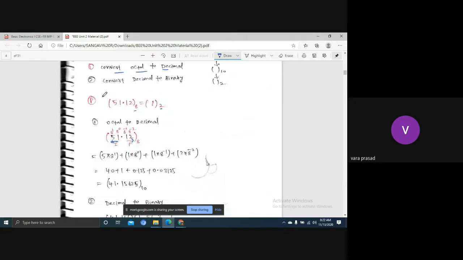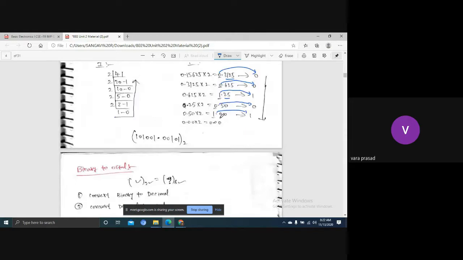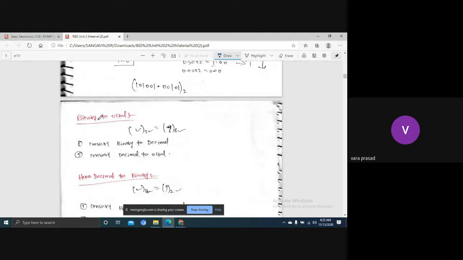Now it is octal to binary. We need to convert octal to binary, in the sense that a mediator or bridge is needed, which is decimal. Similarly, you can do any type of problem. Binary to octal: your binary will be there and we need to convert it into octal. I'm taking a mediator, which means the first step is binary to decimal, and the second step is decimal to octal.